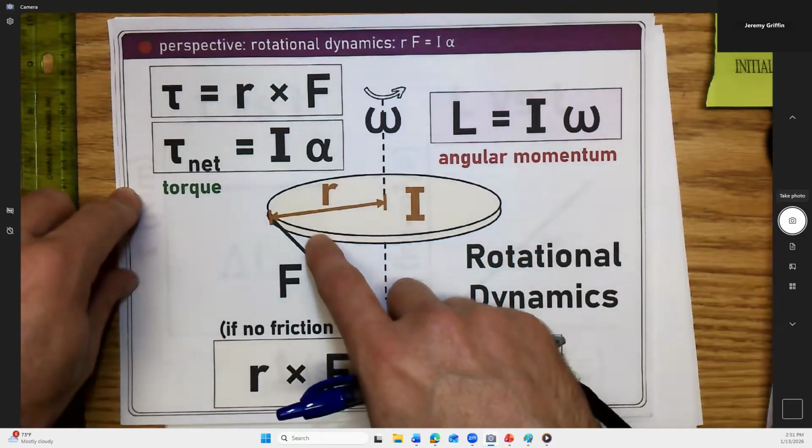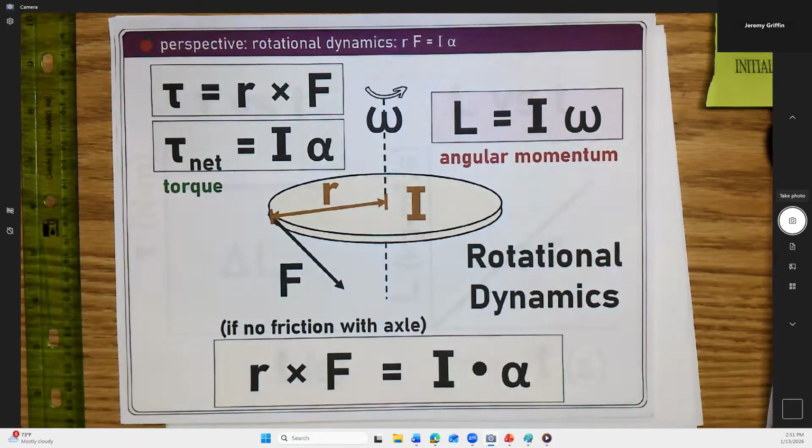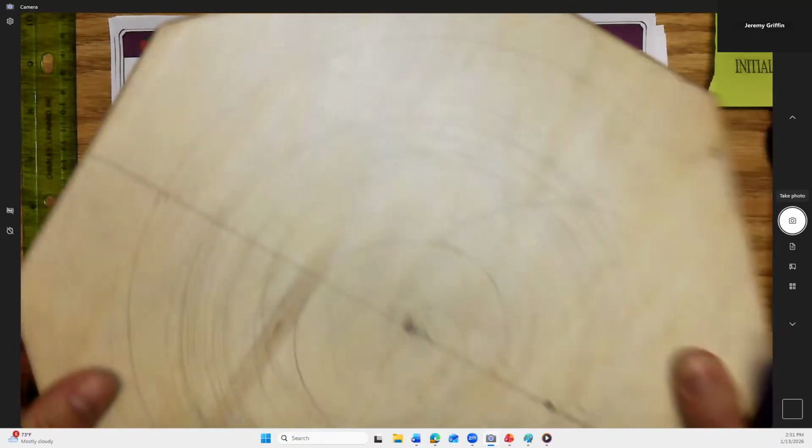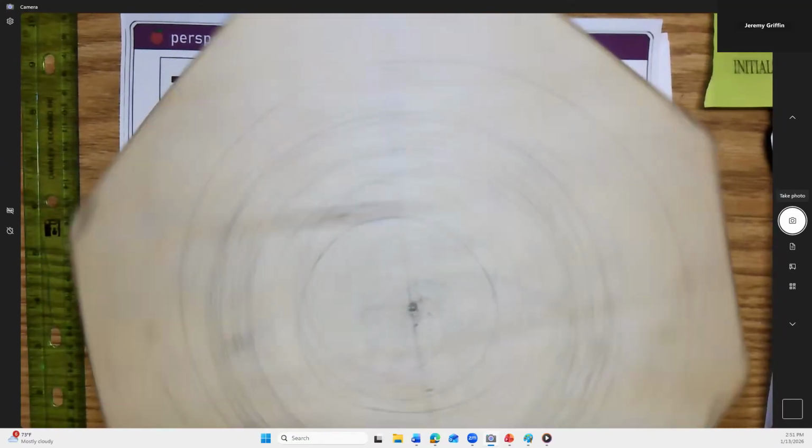But one classic set of questions involves: what if I take that turntable you guys just saw here? You can throw this in front of the camera. What if I take this turntable right here and I wrap a string around it and I pull the string? Get it to spin.